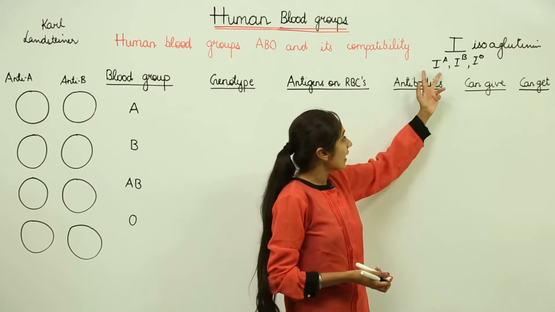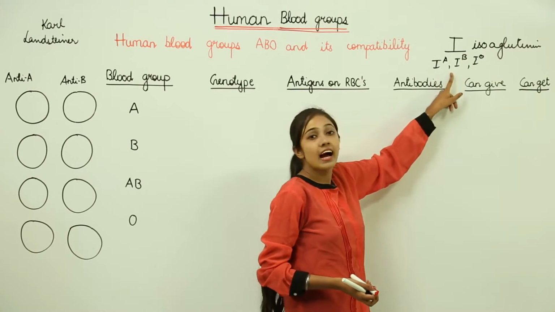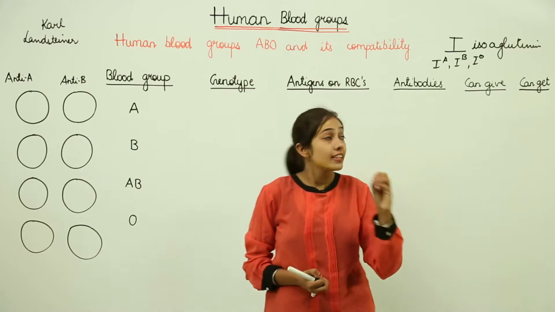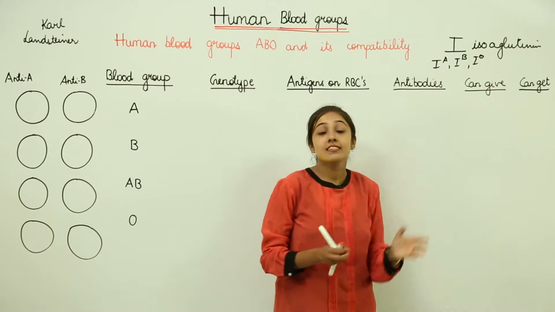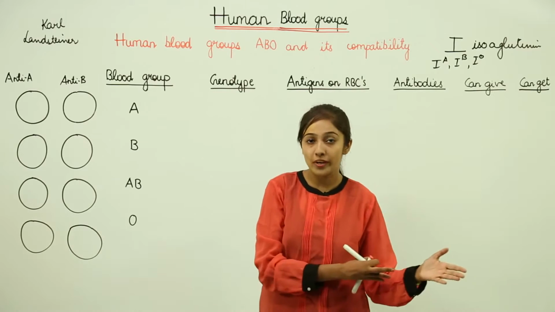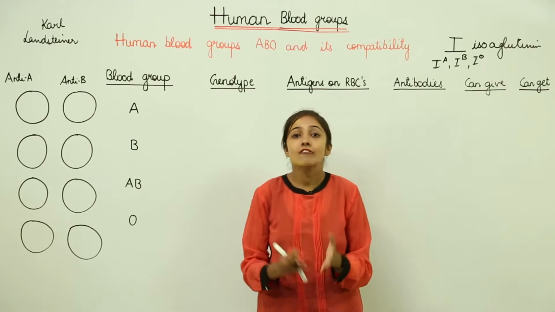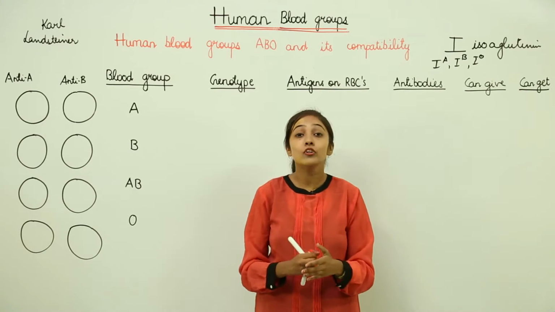IA and IB are the dominant alleles, meaning they are going to express. But IO is recessive, meaning it is not going to express in the presence of a dominant one. So for the expression of a recessive allele, you need both together, IO and IO, so that the blood group can be O.